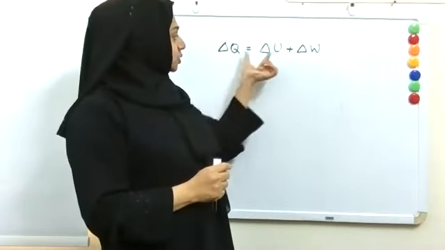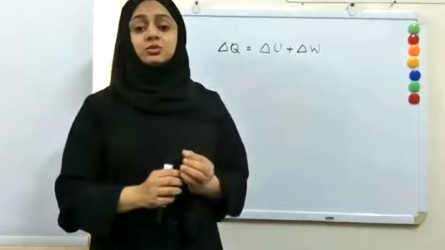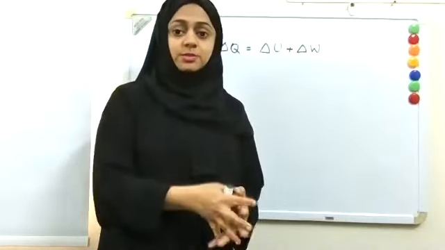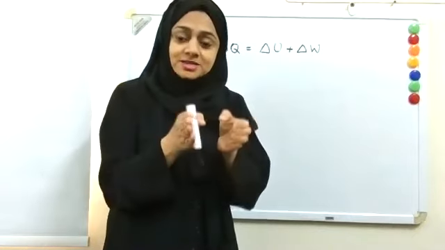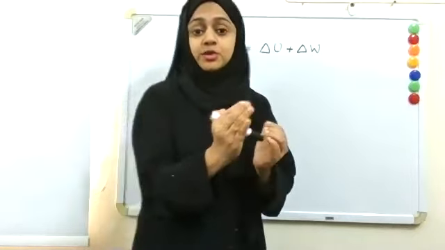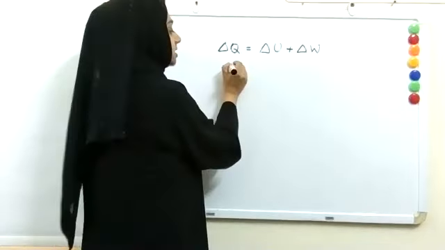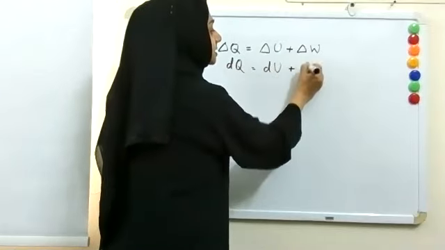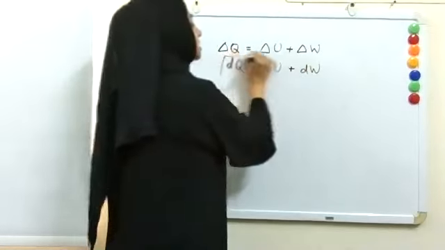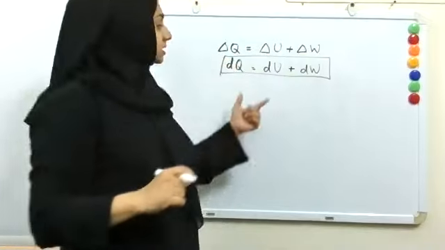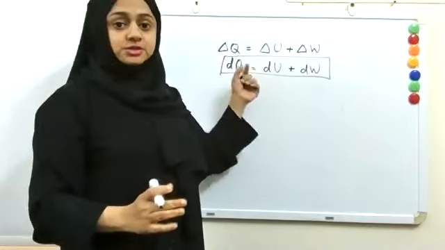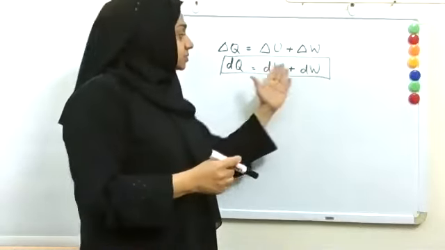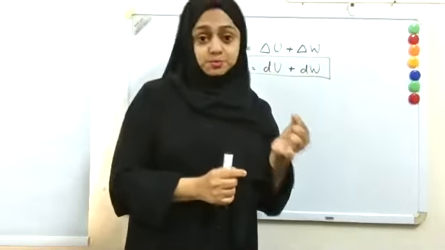So this is the first law of thermodynamics. Now delta Q, delta U and delta W mean some amount of heat, some amount of internal energy, some amount of work done. Now if that amount is very small, we usually express it as dQ, dU and dW. So even if you see the first law of thermodynamics in this form, it's the same. It just shows that the amount of heat energy and the corresponding other quantities are very small.